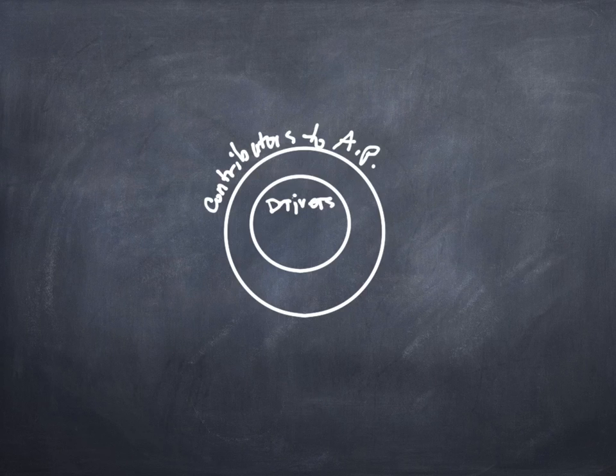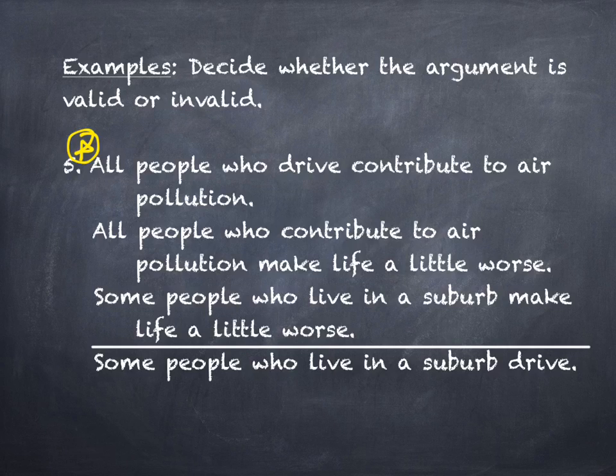The second sentence is another sentence with the word all in it, though. So let's take a look at the second sentence. It says, all people who contribute to air pollution make life a little worse.